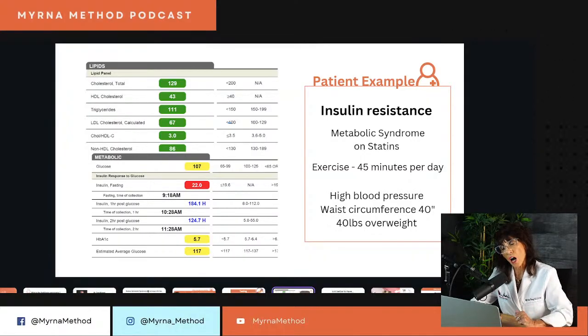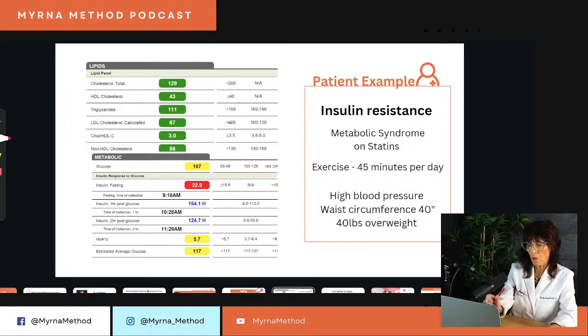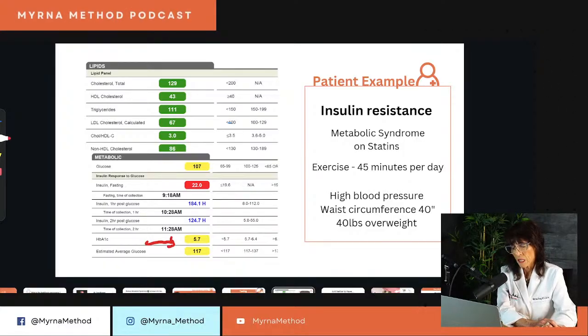Now, they're really shocked because they've become pre-diabetic, because their A1C is 5.7. For pre-diabetes, the A1C has to be 5.6 or greater. So my patient's 5.7, so they're pre-diabetic. They also are low in LDL.